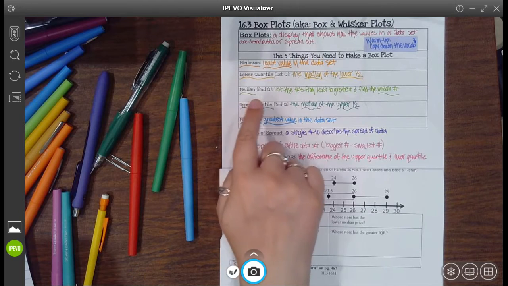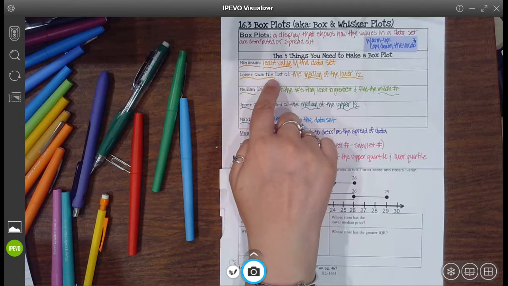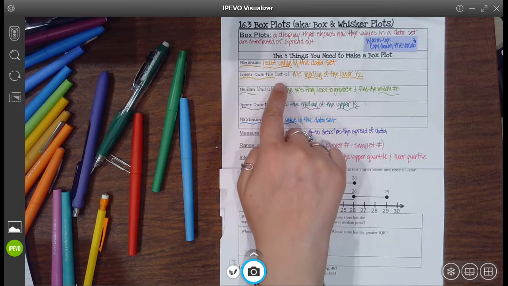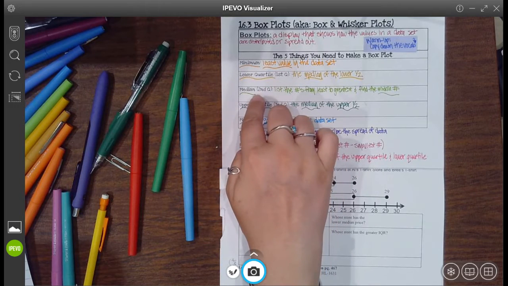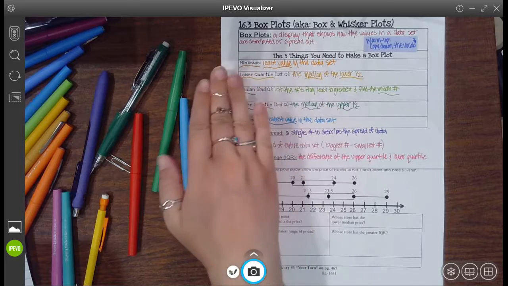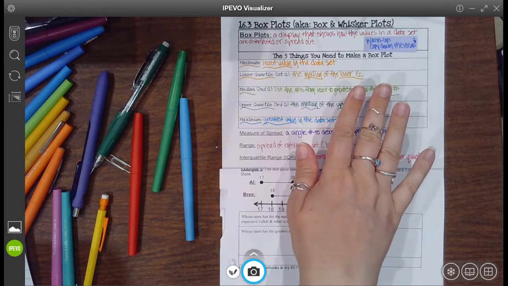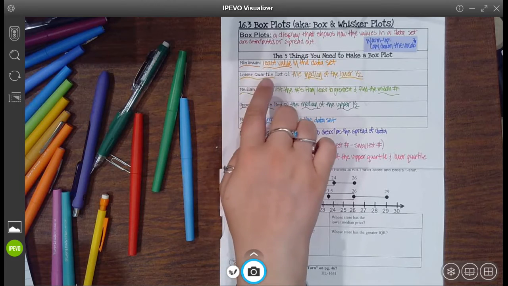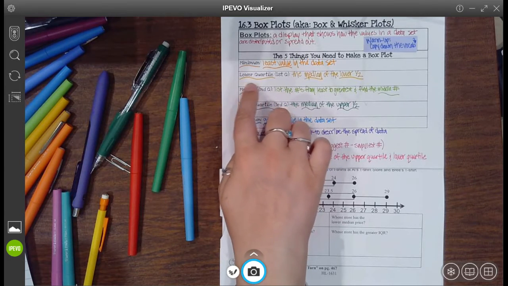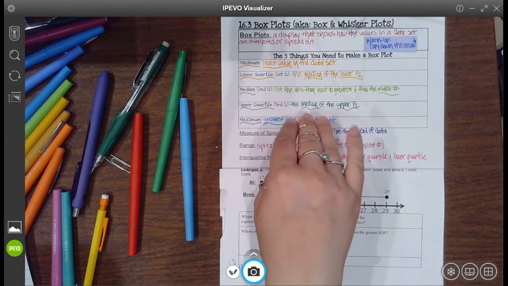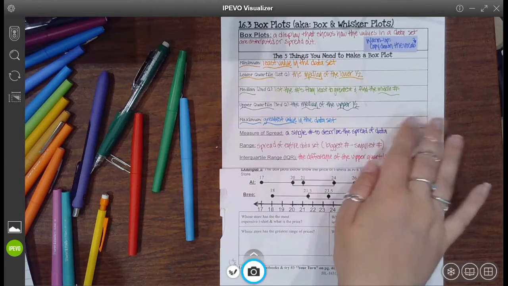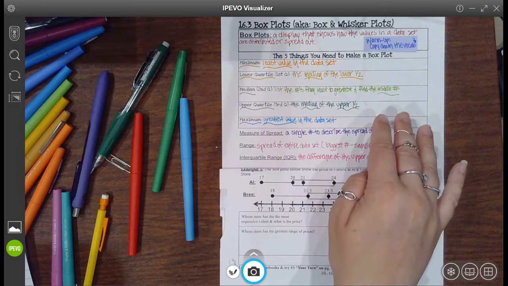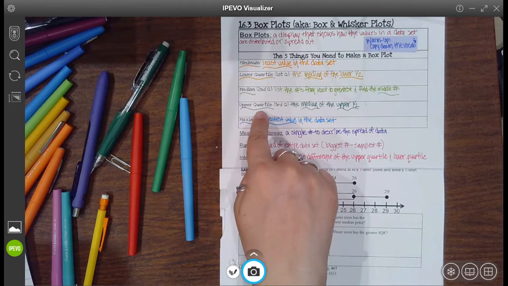And then what's new is the lower and upper quartile. Once you have your median, it cuts your data set in half. You have the lower half and the upper half. To the left of the median, you want to find the median of that part of the data, and that's your lower quartile. Here's your median. To the right of it is your upper half of the data set, and you find the median of that. That's called the upper quartile.